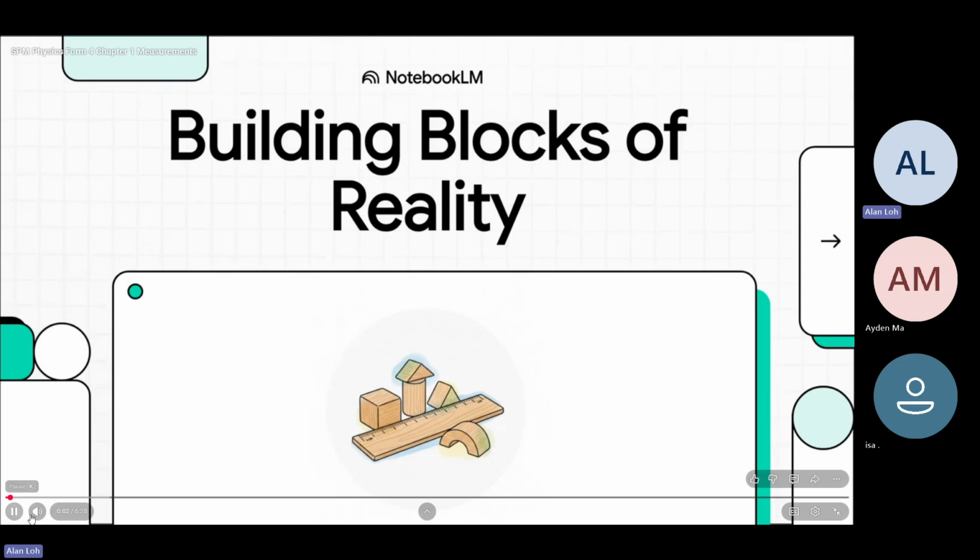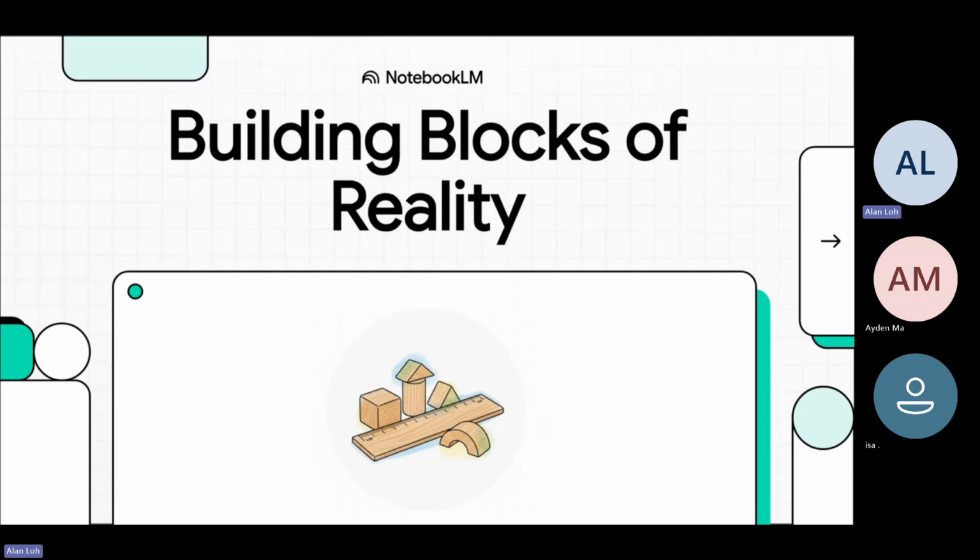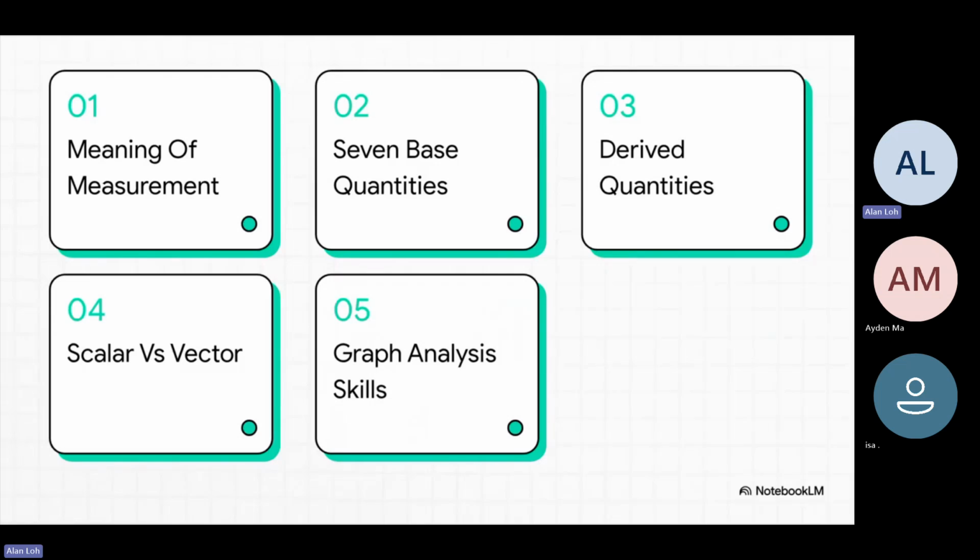Let's start now. So glad you're here today, because we're about to do something pretty incredible. We're going to decode the physical universe. Have you ever wondered how physicists actually describe reality? Well, it all comes down to the fundamental building blocks of measurement. Today, we're unpacking the exact tools and concepts scientists use to translate our messy, beautiful real world into precise, universal numbers. To do that, we're going to open up a sort of 5-drawer toolbox. First, we'll look at the meaning of measurement, then check out the 7 base quantities, see how we build derived quantities, compare scalar versus vector quantities, and finally, master some key graph analysis skills. Let's get right into it.